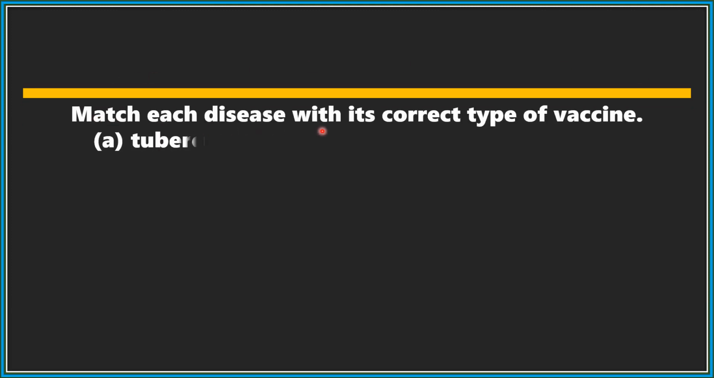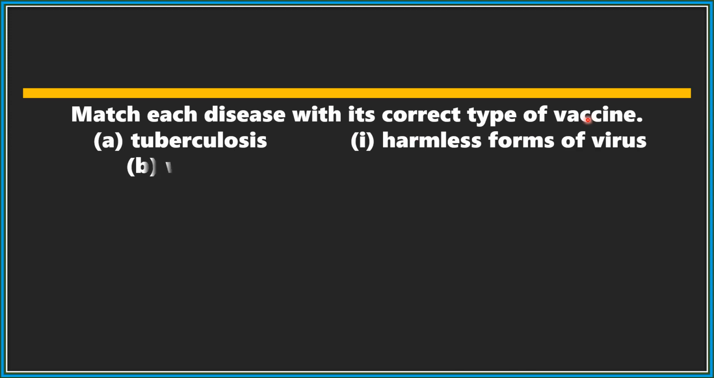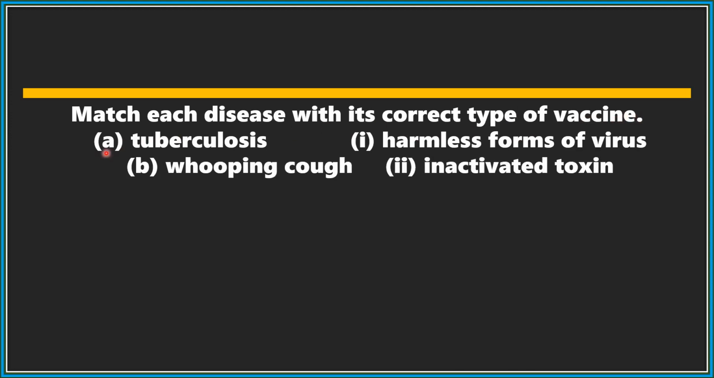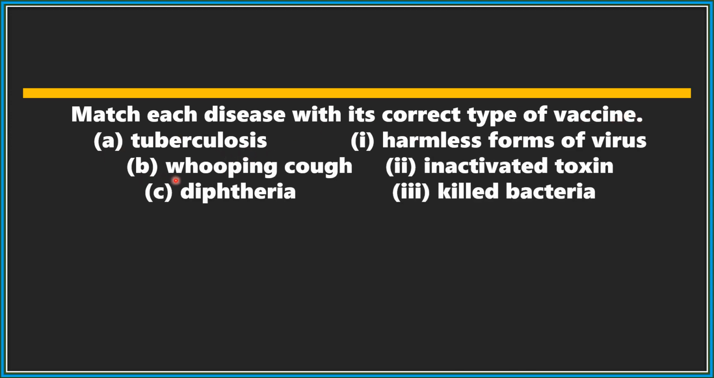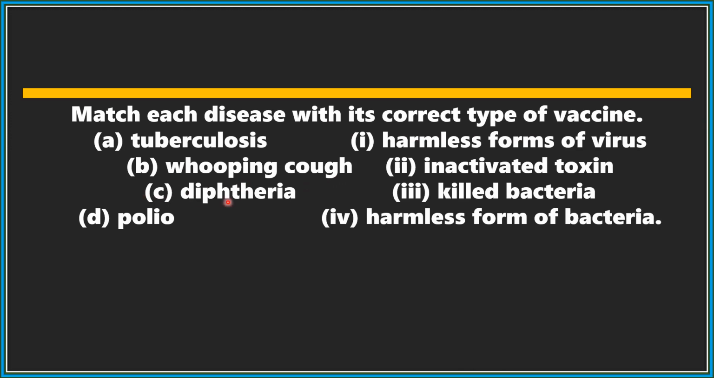Match each disease with its correct type of vaccine. Tuberculosis, whooping cough, diphtheria, polio. We have harmless form of virus, inactivated toxin, killed bacteria, harmless form of bacteria.